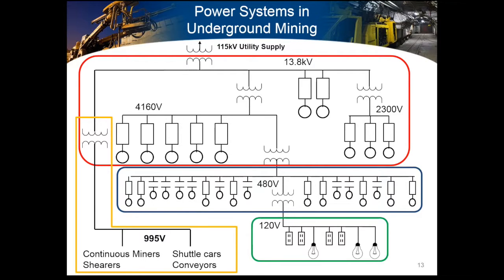A unique branch, though, in underground mining is this 1000 volt, or just under 1000 volts. MSHA has viewed medium voltage really as beginning at 1000 volts and above, whereas the National Electric Code, NEC, generally looks at anything above 600 volts as what they would call above low voltage. But MSHA does allow up to 1000, and that has become the most common voltage for a variety of applications: continuous miners, shearers, shuttle cars, conveyors, etc.